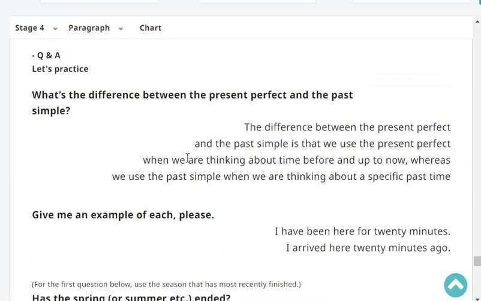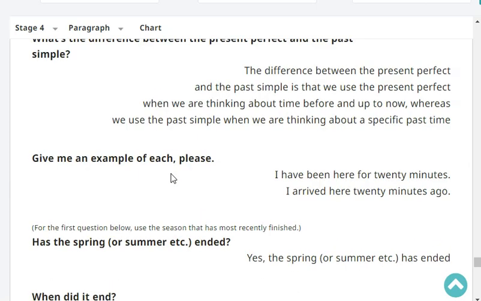Okay. What's the difference between the present perfect and the past simple? The difference between the present perfect and the simple past is that we use the present perfect when we're thinking about time before and up to now, whereas we use the simple past when we are thinking of a specific past time. Give me an example of each, please.